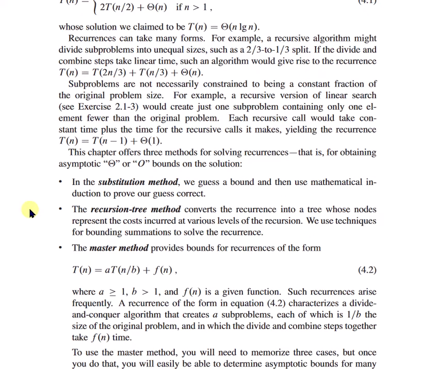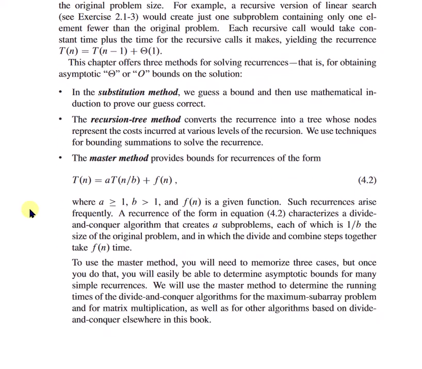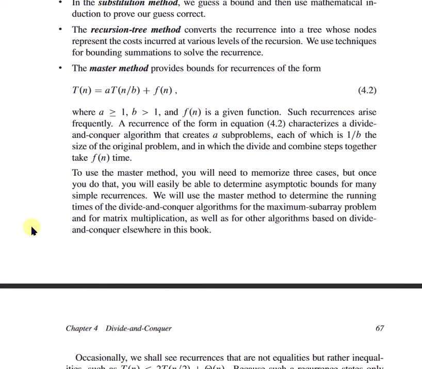The master method provides bounds for recurrences of the form where a is greater than or equal to 1 and b is greater than 1. Such recurrences arise frequently. A recurrence of the form in equation 4.2 characterizes a divide and conquer algorithm that creates a subproblems, each of which is 1/b the size of the original problem, and in which the divide and combine steps together take f of n time.